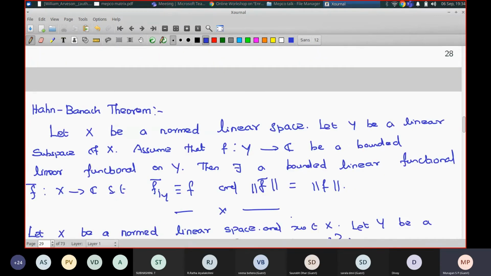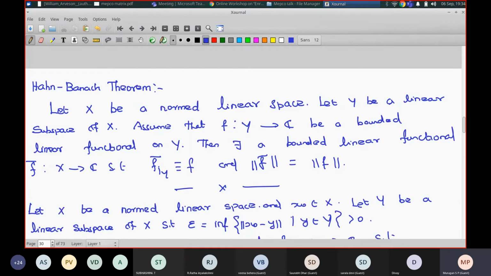Okay, Hahn-Banach theorem has many different versions. I will mention two versions here. Let X be a normed linear space, and let Y be a linear subspace of X. Assume that F from Y to C is a bounded linear functional on Y. Because Y is sitting inside X, Y is also considered a normed linear space, so you can talk about continuity. Then there exists a bounded linear functional F tilde from X to C such that when you restrict it to Y, it is equal to F, and the norm is also preserved. You can extend it as a norm-preserving bounded linear functional.